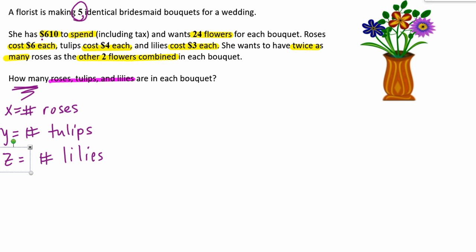Okay, I'm going to start with that money one because that was the first one in my mind that I went, okay, wait a minute. I can picture what's going on. So if I have $610 to spend, that means one of my equations has to equal $610. And then it says that roses cost $6 each. So I'm going to have $6 times how many ever roses I buy. Well, that's X. Plus $4 for tulips. So $4 times the number of tulips, which I called Y, plus $3 times the number of lilies, which is Z. Okay, that took care of all the money ones right there.